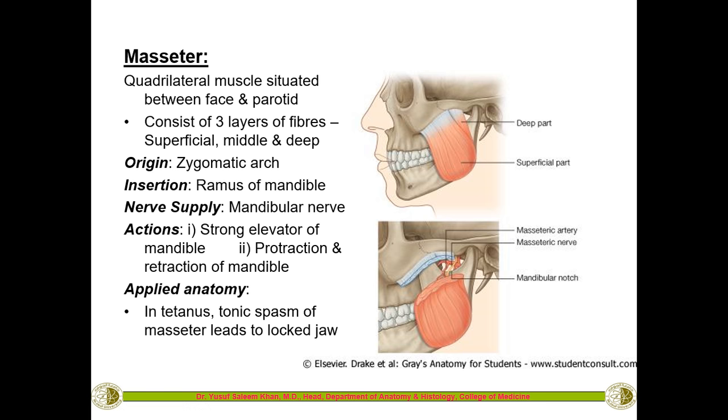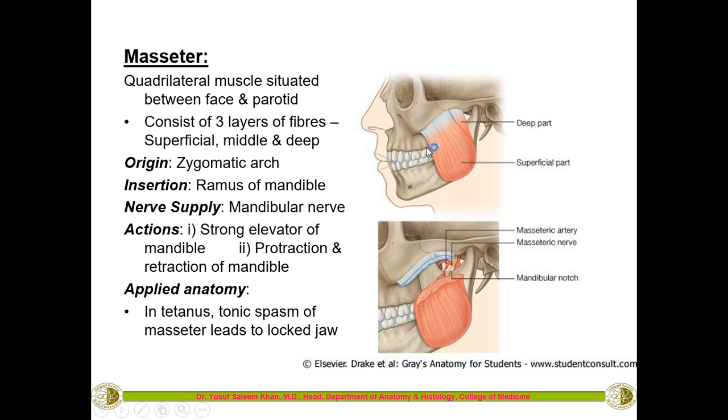Actions: it is a very strong elevator of the mandible. In some of the books they mention that this is the strongest muscle in the whole of the body, because of the strength with which it helps in chewing and breaking of the bones. When you chew, sometimes you can even break the bones in your mouth. This is because of the strength of this muscle. This is called the masseter.